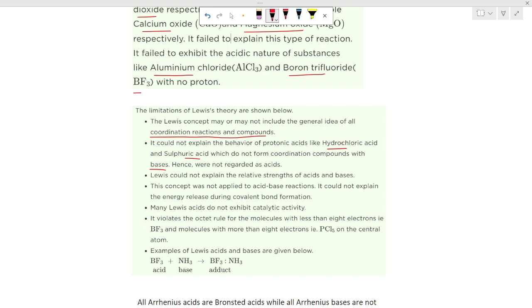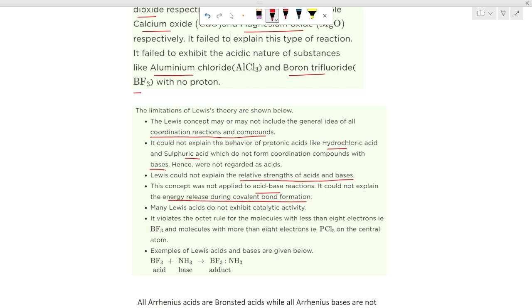The Lewis concept could not explain the relative strength of acids. So we cannot determine the relative strength of acid and base using this concept. This concept was not applied to acid-base reactions. It could not explain the energy released during the covalent bond formation. Why is energy released during covalent bond formation? That also it was not able to explain.